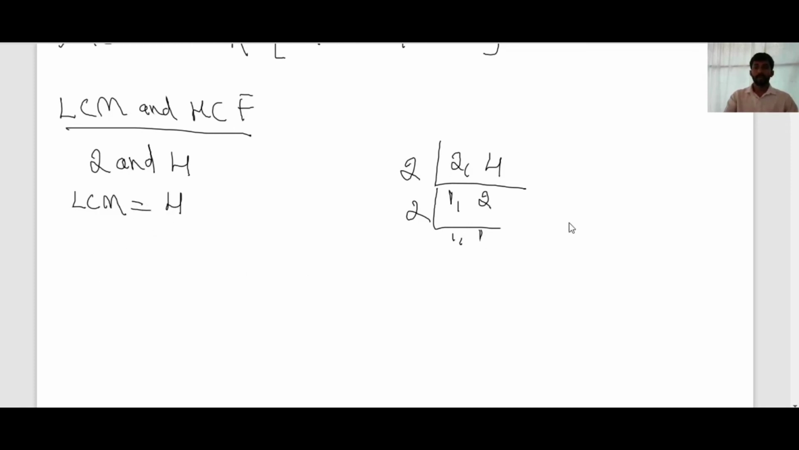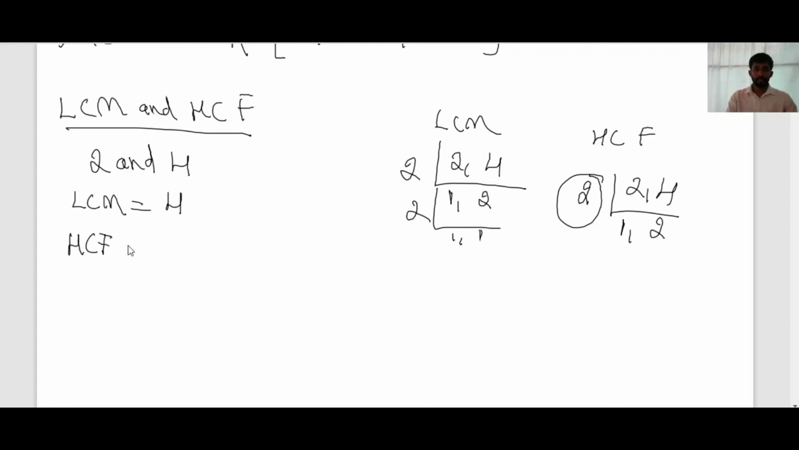Okay, how to calculate HCF? To calculate HCF, again you need to write the numbers 2 and 4. You need to divide by the greatest divisor that divides both the numbers, right? So here I'll take 2. 2 ones are 2, 2 twos are 4. Then there is no number which divides 1 and 2, right? Therefore your HCF is equal to 2 only. So HCF is equal to 2.